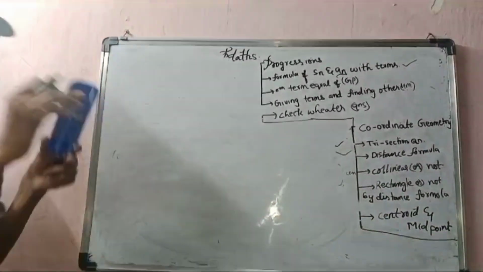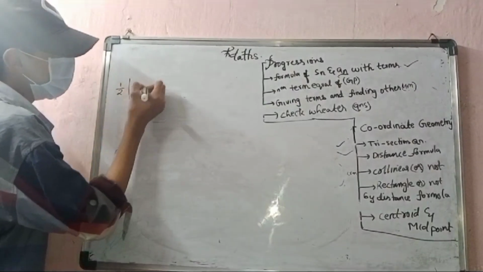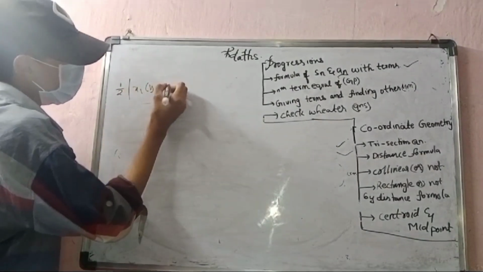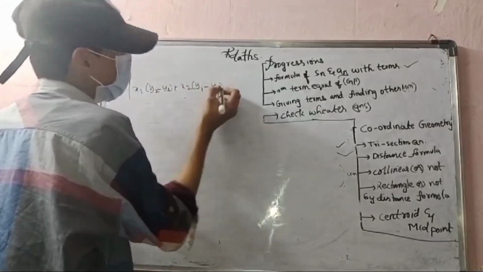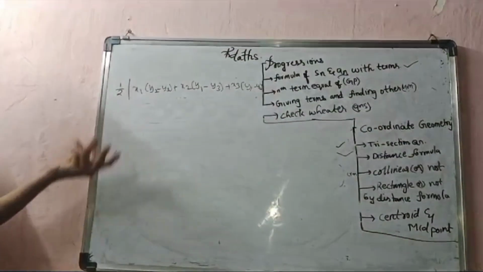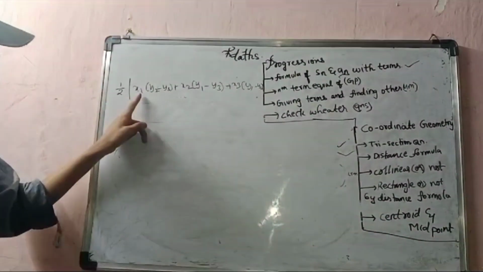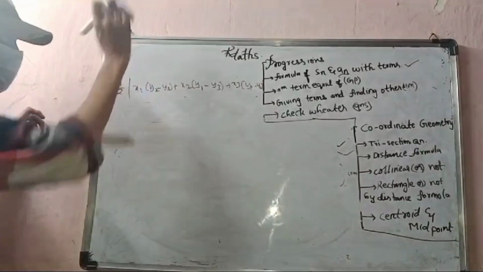Now, collinear or not? For this you should know the triangle area formula. What is the triangle area formula? 1 by 2 into modulus of x1 into (y2 minus y3) plus x2 into (y1 minus y3) plus x3 into (y1 minus y2). How should we remember this big formula, sir? It is nothing but 1 2 3, 2 1 3, 3 1 2, like this you remember. 1 by 2 is common, modulus is common.